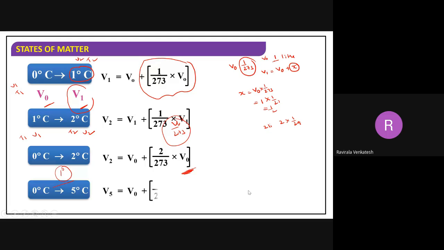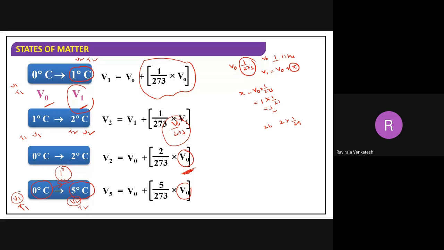Something like this. For V5 I have taken 5 by 270. Again, I have taken the initial value. So only the initial value we have to take. Don't take V3, V4. Understood here? We are taking V0 only. Because this will be V1 and T1. This will be V2 and T2. So when you change the temperature 5 degrees Celsius, this will be the initial temperature, this will be the final temperature. So definitely the initial value will be V1 and the final value will be V2.